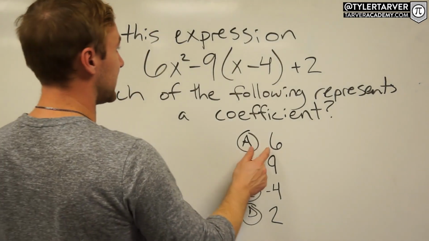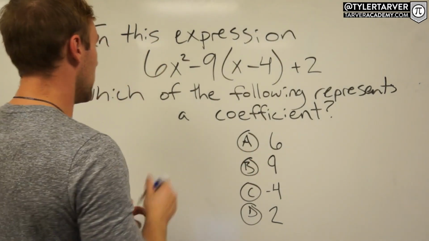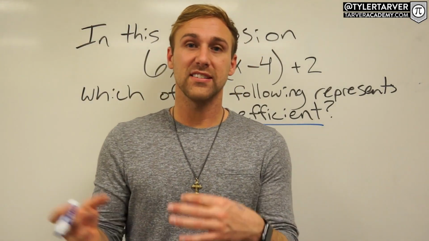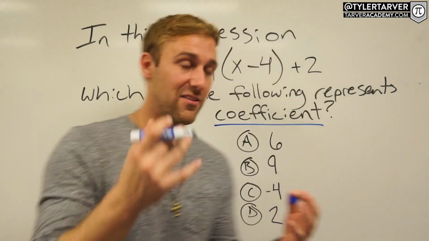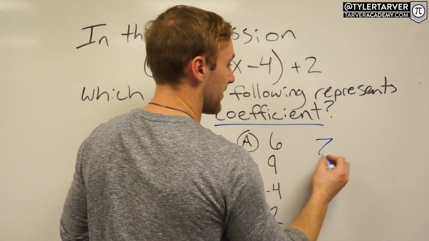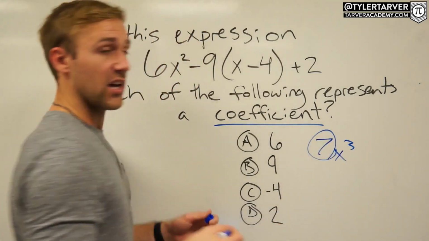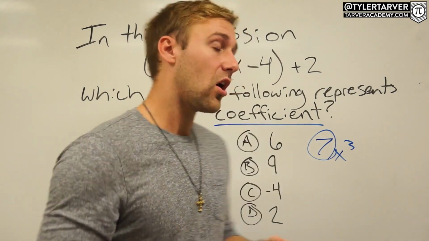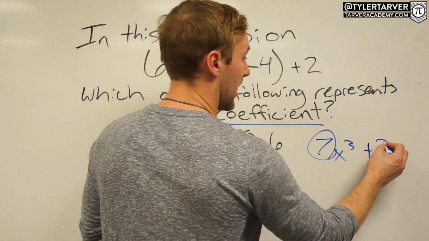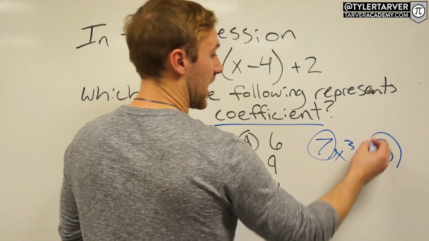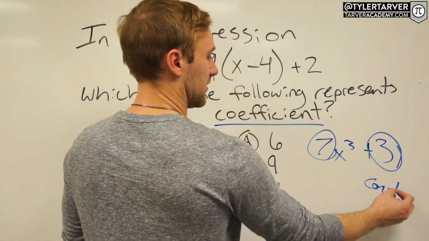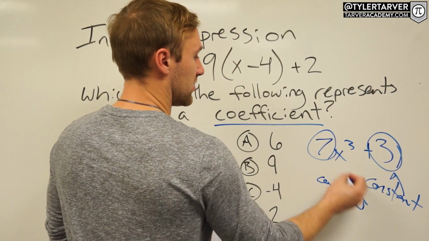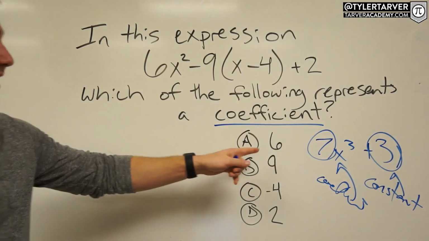Here we go. Let's look at A, 6. First thing we need to know is, what is a coefficient? A coefficient is a number that is in front of a variable. It's being multiplied by a variable. So for instance, in 7x to the third, 7 is a coefficient. Now, does anyone know what a constant is? A constant is a number that's off by itself. This would be a constant, and this would be a coefficient. So we need to look at which one of these fits in there.